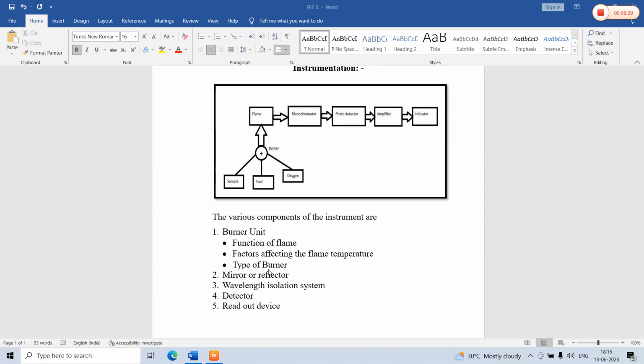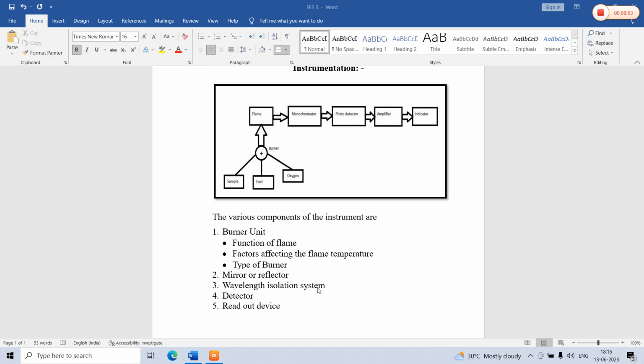Now the second part is the mirror or reflector. What is the role of the mirror? Here a concave mirror is used to reflect the radiation back to the entrance slit of the monochromator. So that is very important. The mirror or reflector, which is of concave type, is used in flame emission spectroscopy.